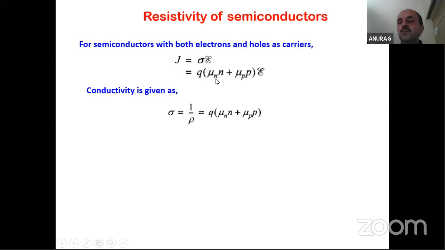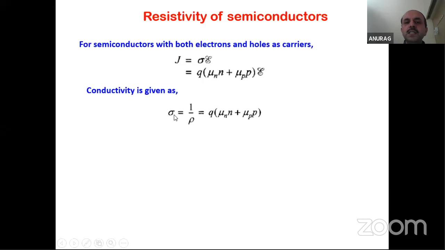Mu n is the mobility of the electrons, n is the electron concentration in the semiconductor, plus mu p, where mu p is the mobility of the holes and p is the concentration of the holes. And this is the electric field. So I can use this expression to connect the current density flowing in a particular semiconductor. And current density is nothing but current divided by the area of cross section.